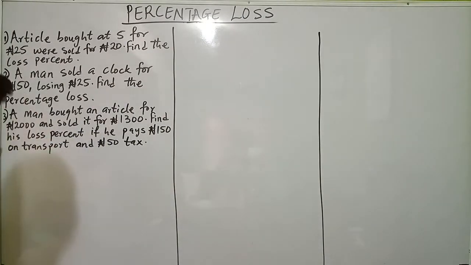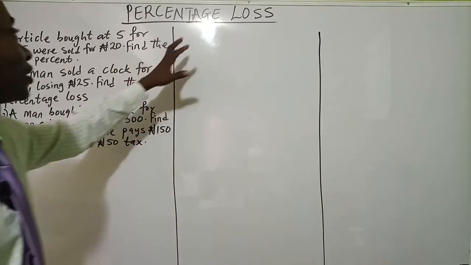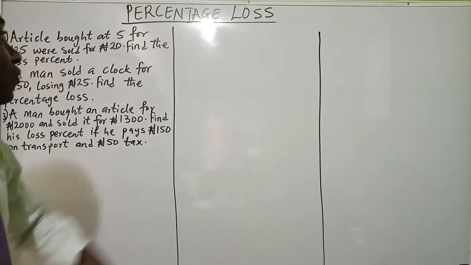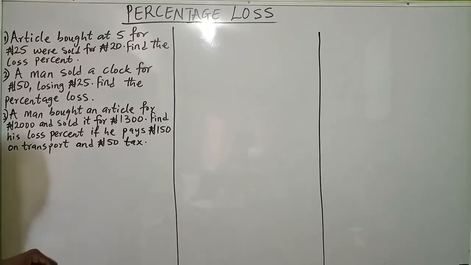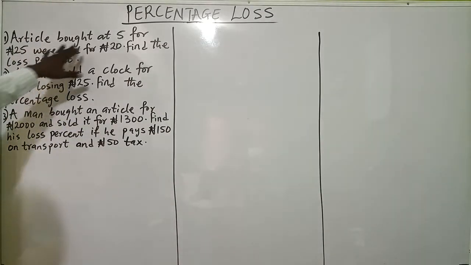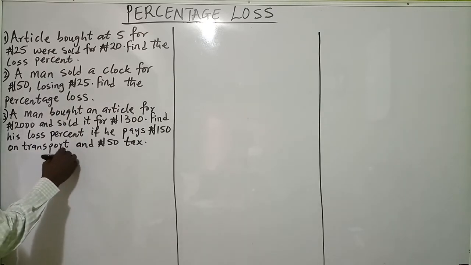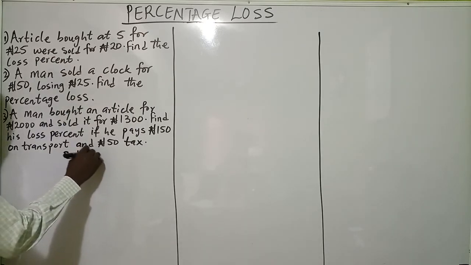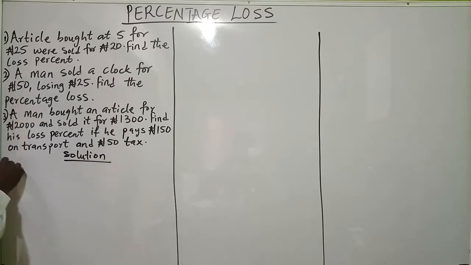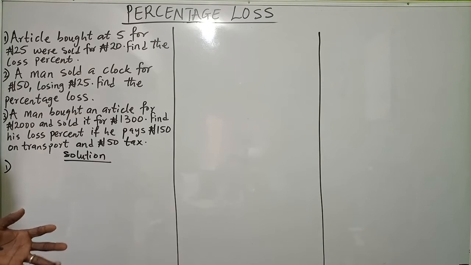Now we have three questions on the board I will be using to demonstrate how we can find percentage loss. The first one says that an article bought at 5 for 25 naira was sold for 20 naira. Find the loss percent. What do we do? As usual, you write solution. So first we must identify our cost price and then our selling price and then get our loss.